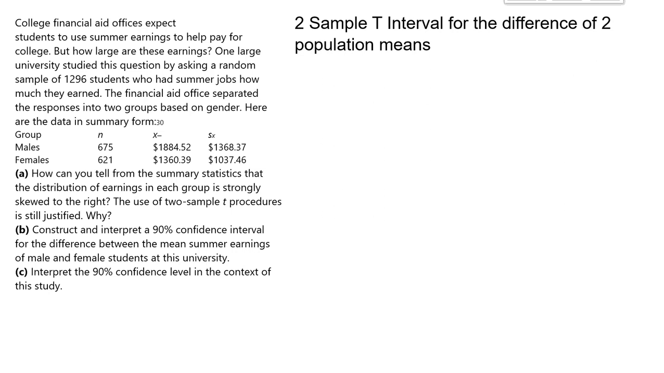We can see here there were 675. You can see this number here. There were 675 males. On average, they made $1,884.52 for the summer, and the standard deviation of their earnings is right there. And then you can see a similar set of data for females. Looks like they have a lower average and so forth.